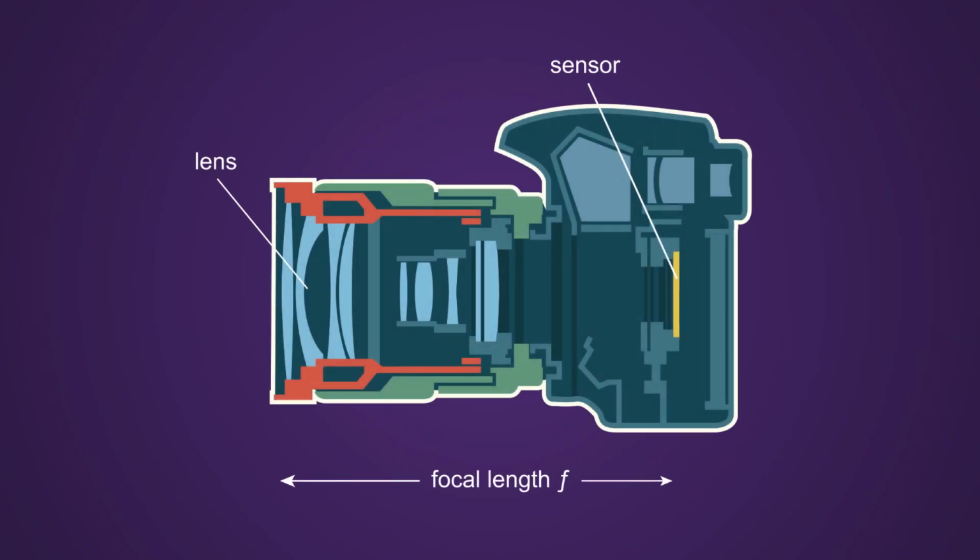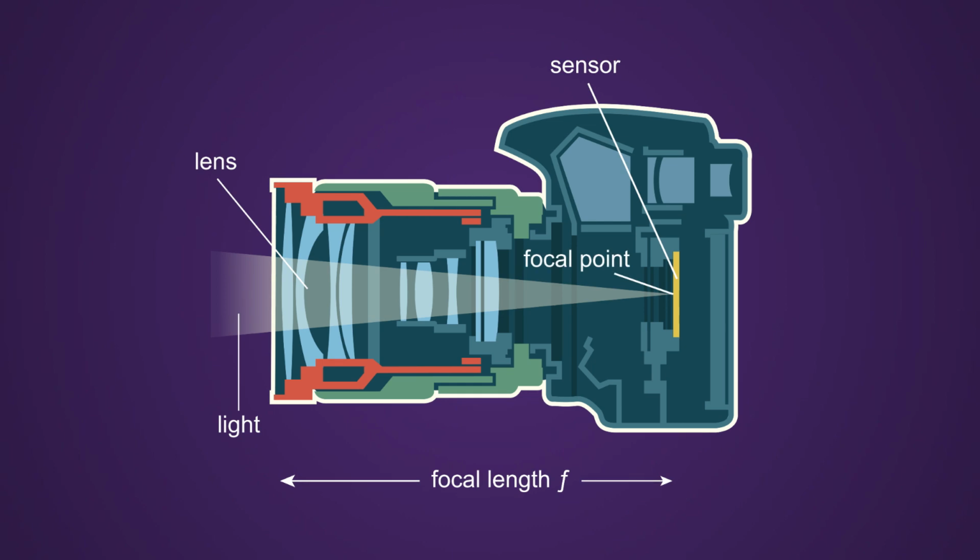In order to understand focus, we need to also understand how a camera lens manipulates the light. As the light passes through the lens, it is bent so that it converges into a focal point. A sharp image is created when these points of light converge on the camera sensor.